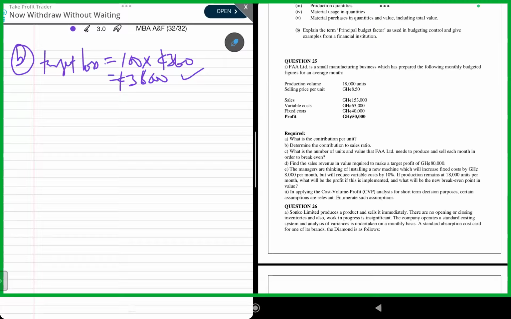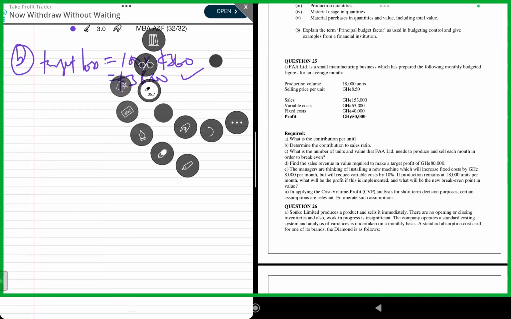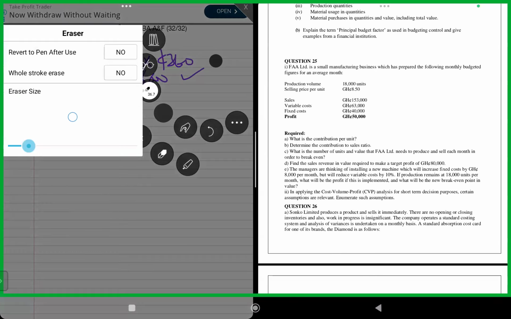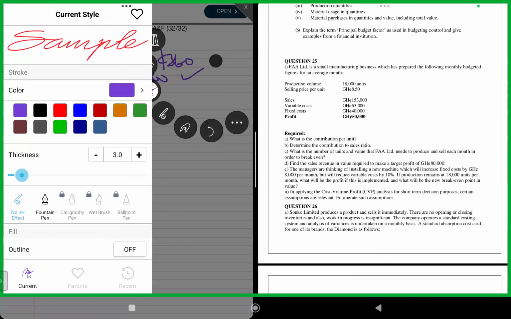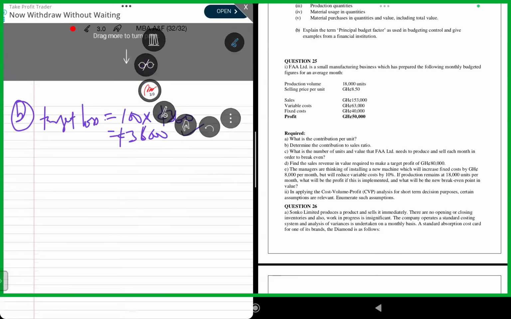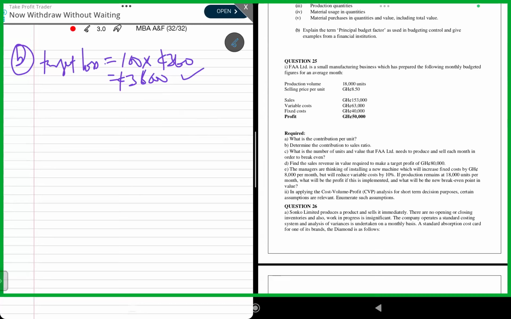What is the contribution per unit? What comes to mind? Contribution per unit. So how do you approach it? We'll look at the question to see if we have all the variables so that we can get the contribution per unit.